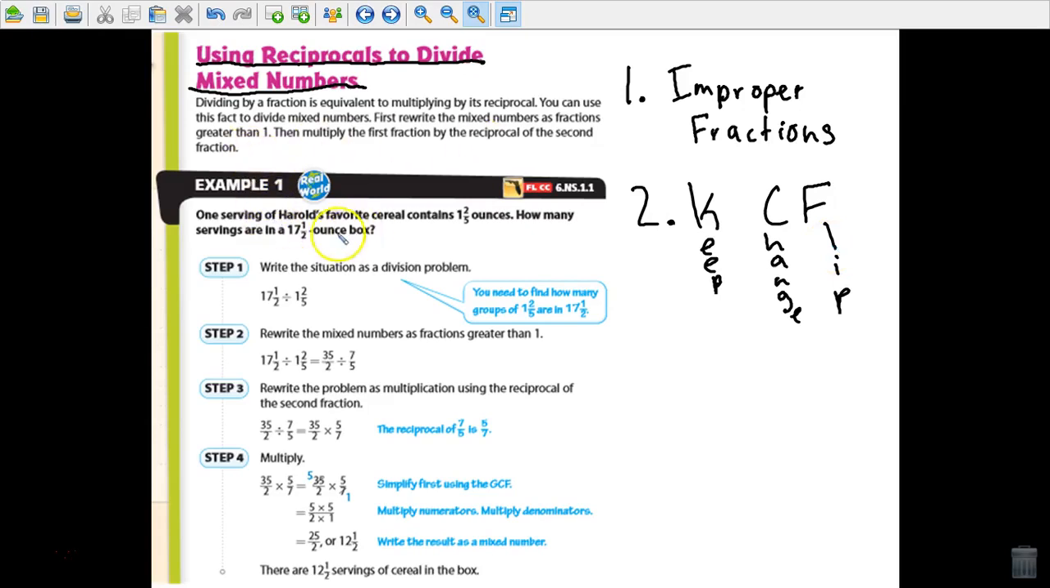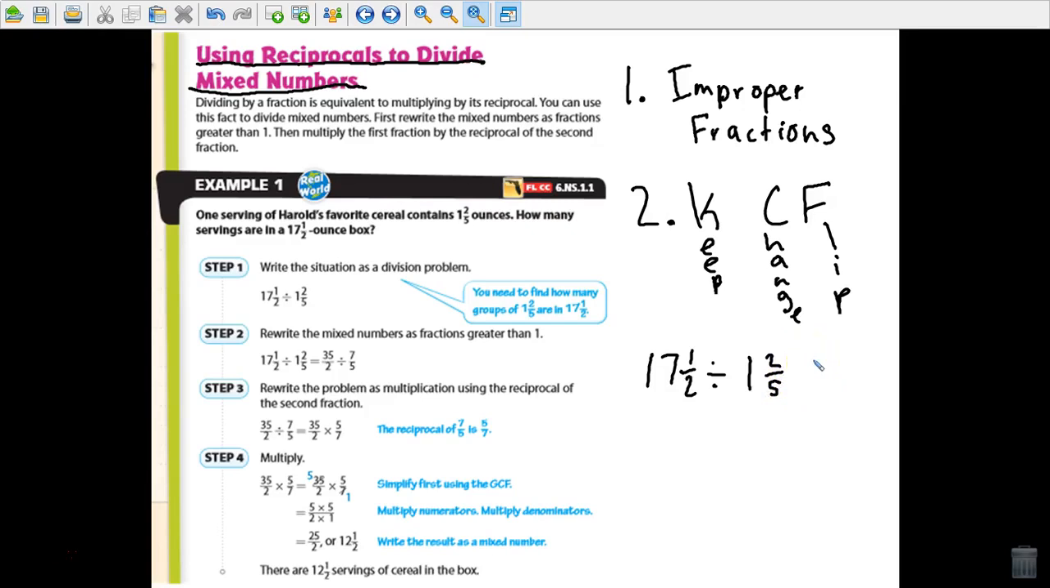Okay, let's go. Example one. One serving of Harold's favorite cereal contains 1 2/5 ounces. How many servings are in a 17.5 ounce box? So what that means is, I'm just gonna write it out. I'm gonna take the 17.5 ounce box, and then I'm gonna split it into each serving. So I'm gonna divide it by 1 2/5.